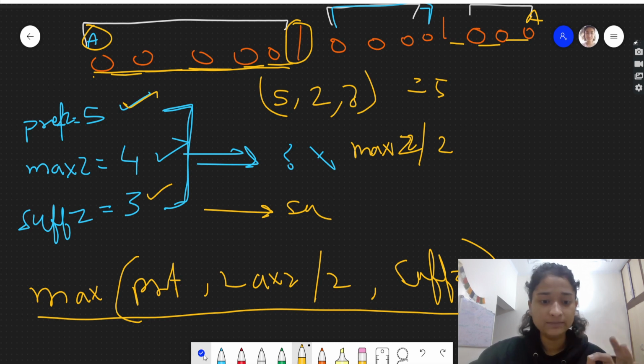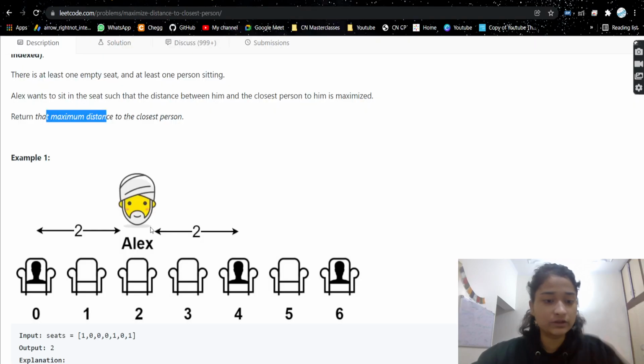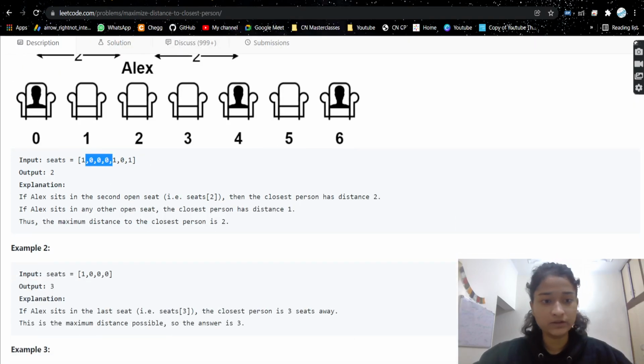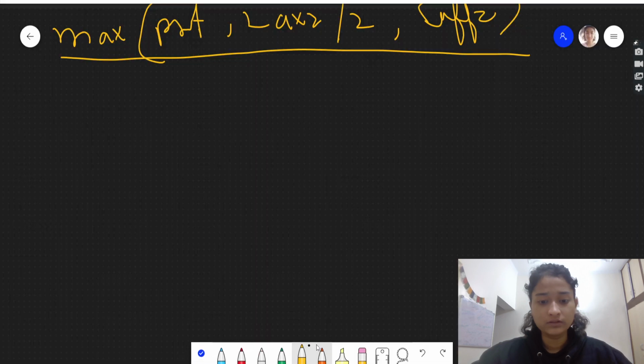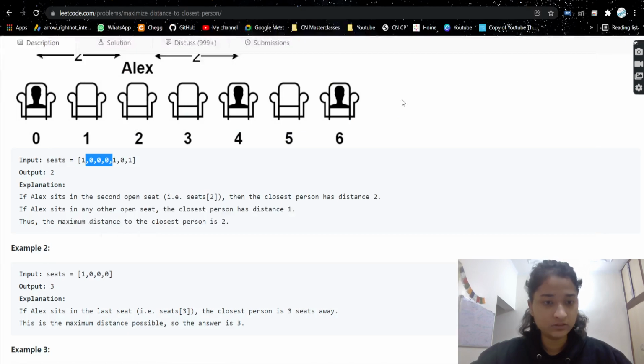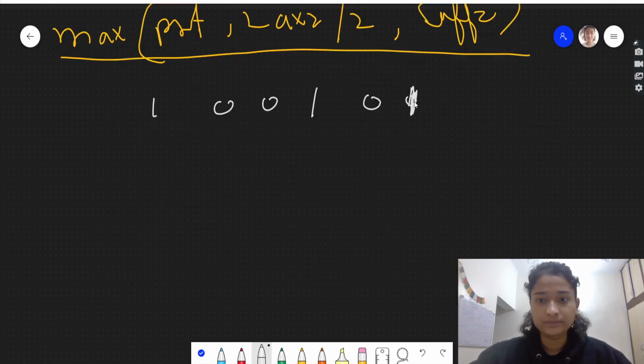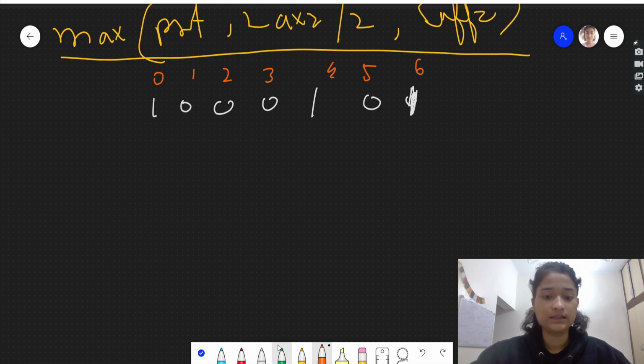So let's quickly dry run on this test case which was given in the question: 1 0 0 1 0 0 1. Let me do the indexing: 0 1 2 3 4 5 6. Okay, now see what we'll do. We'll have three variables. Prefix zeros, initially take it as -1. Suffix zeros.